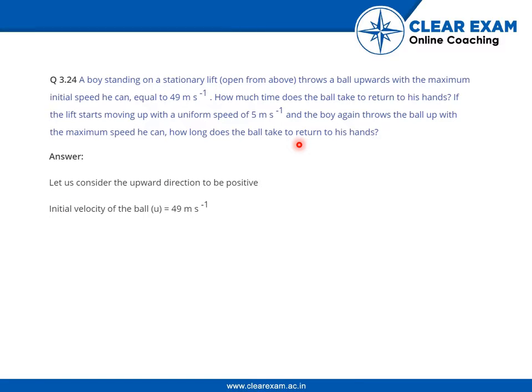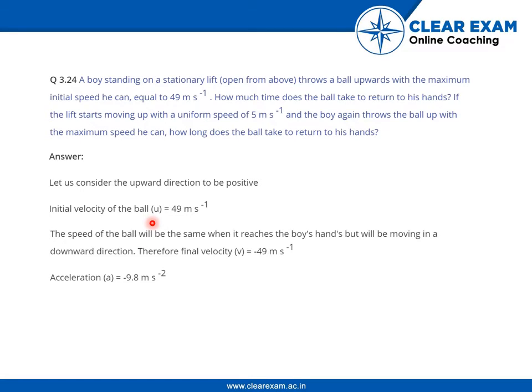So let us now consider the upward direction to be positive. It's really important to begin any solution of this kind this way. So the initial velocity of the ball which is given is 49 meters per second. The speed of the ball will be the same when it reaches the boy's hand, but it will be moving in a downward direction. Therefore, the final velocity would be minus 49 meters per second.